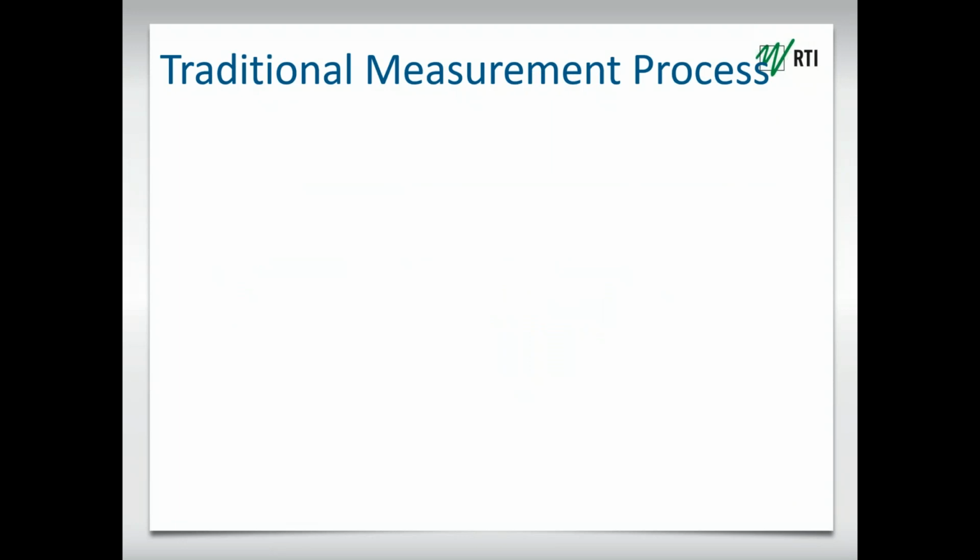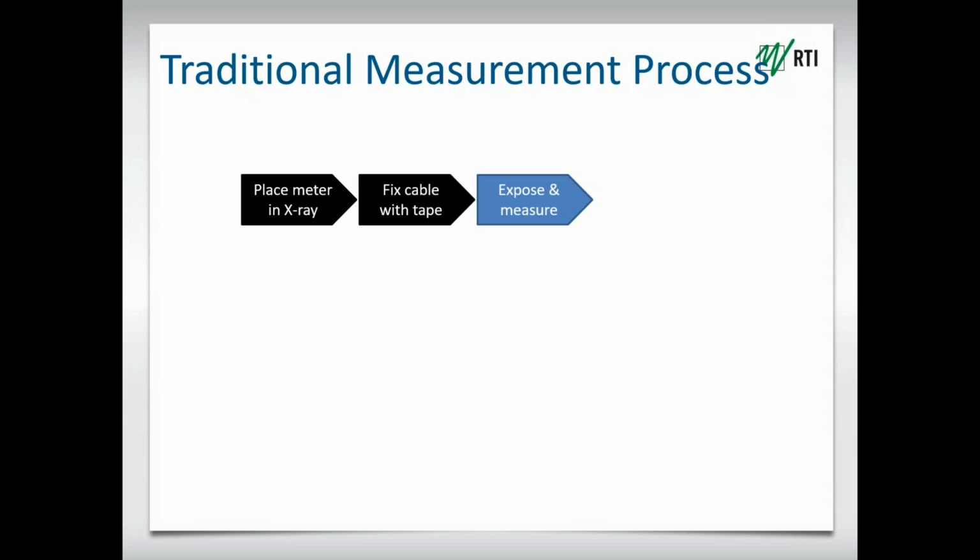So if we're looking at the traditional measurement process that we're at, we're looking at exposing and measuring. That's what the instrument is doing today, and what we associate with dose meters from the X-ray business. But before we can actually get something useful from it, it's a longer process than that. You've got to place the meter in the X-ray beam onto the tabletop typically. And sometimes you have to fix the cable with tape so it doesn't twist around or move when you're running the cable. Only then can you expose and measure.